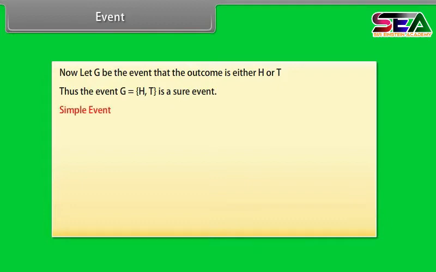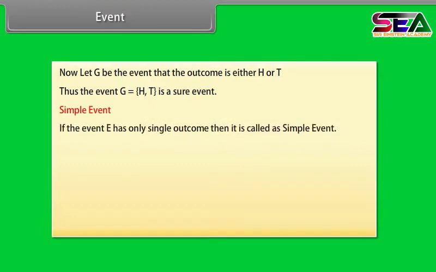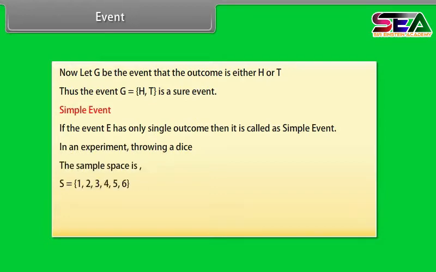Simple event. If the event E has only a single outcome, then it is called a simple event. To understand it, let's take an example. In an experiment, throwing a dice, the sample space is S is equal to 1, 2, 3, 4, 5, 6. There are 6 simple events of this sample space.